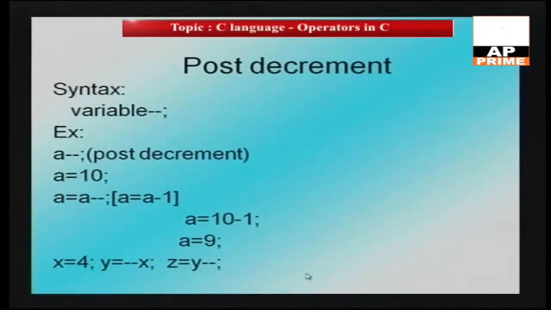Finally, what is my conclusion? Unary operators plus plus, minus minus. Pre-increment you have, post-increment you have. Pre-decrement you have, post-decrement you have. What is the difference between the two? If you have the pre, first you add by 1 or decrement by 1, then only use the variable. If you have the post, first use the variable, then only the operation proceeds, maybe increment or decrement. If you have 2 variables, then you get the difference. It is called unary operators.